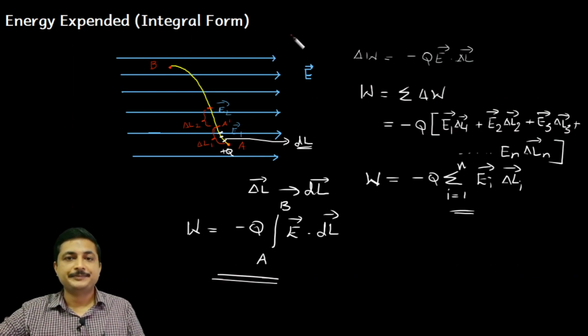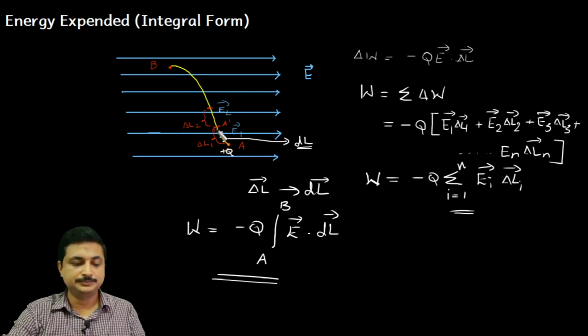Right? So please understand that when the path is infinitely small, I would integrate the variation of E for every point on this path along A and B. Then I will get the total work done, and this remains constant. This minus sign we have already discussed in the previous video, and Q is the magnitude of the charge which we are trying to move from A to B.